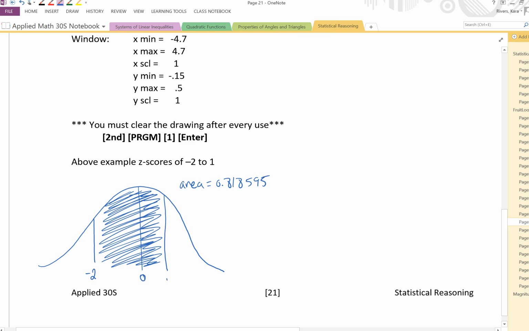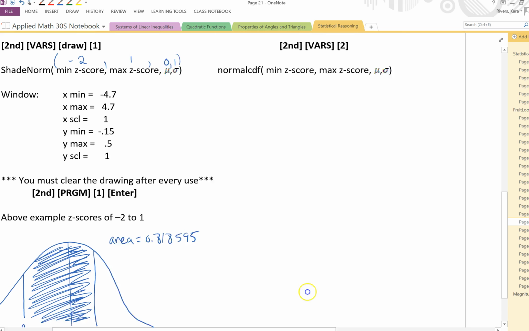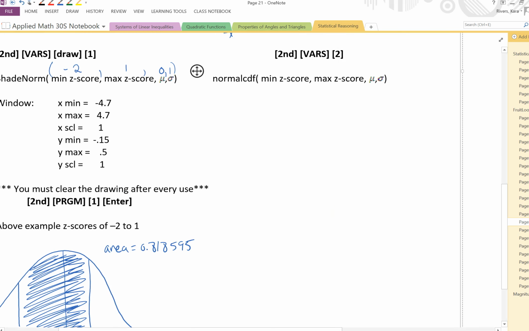Alright, let's try this again using normal CDF. So normal CDF, you're doing the same thing. You don't have to worry about the window because you're not drawing. You're going to have a minimum score, maximum score, same as before. So you would put in normal CDF. My min score is -2, my max score is 1, 0, and 1. So you'd write that into the calculator, and it will give you an area, and it should give you the same area that we got before.